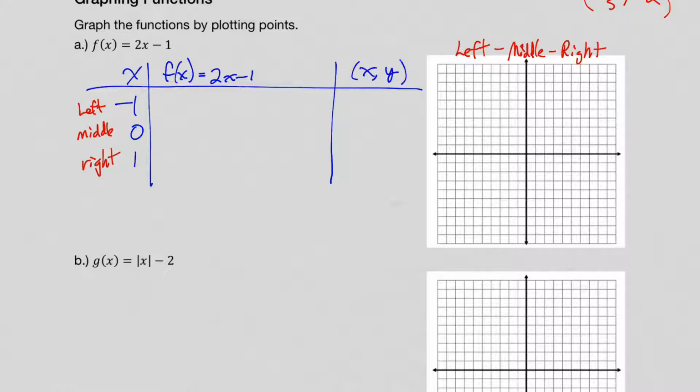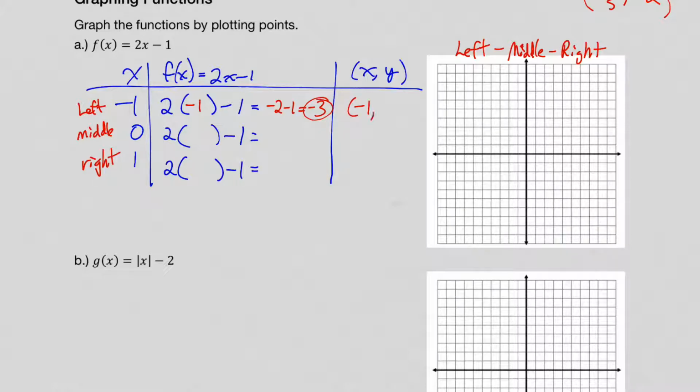Okay, so we're going to go ahead and put -1 into the function. We're going to put 0 inside the function, and we're going to put 1 inside the function. So let's start with a -1. That's going to be -2 minus 1, which is -3. Which means that our point that we need to plot is -1 for the input, -3 for the output, or -1 for the x, -3 for the y.